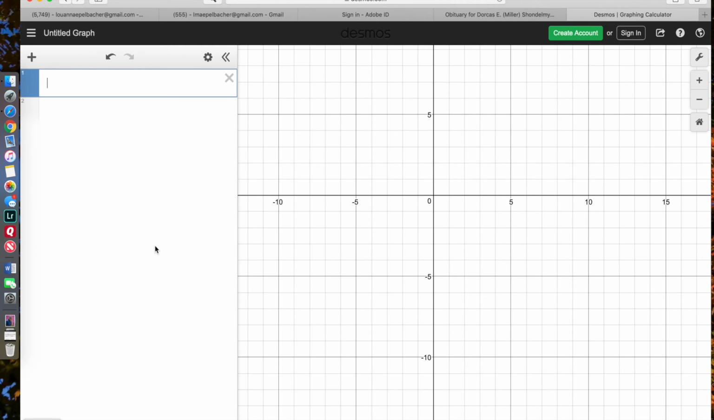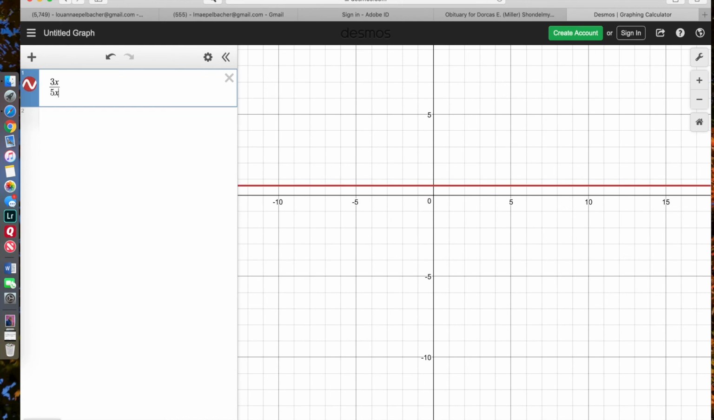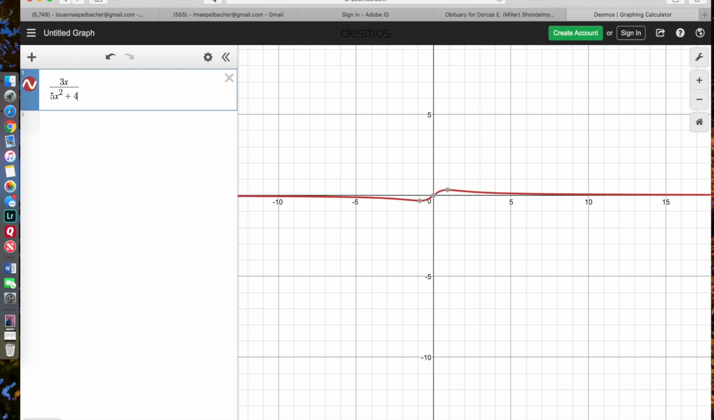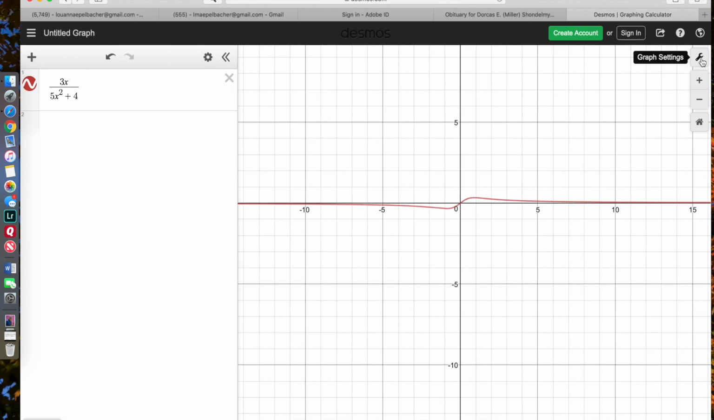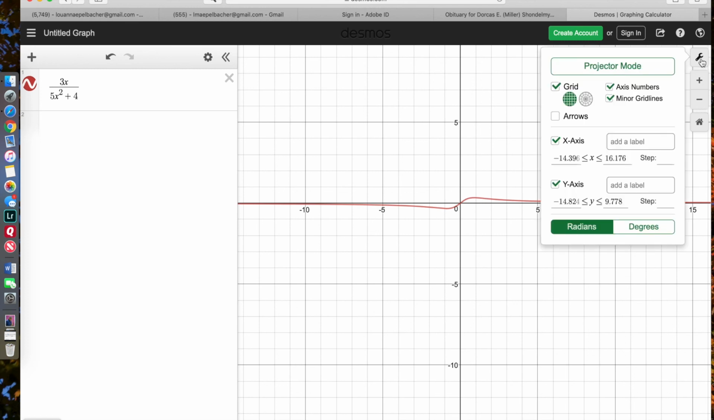Okay, so here is number 21a, short and sweet, 3x over 5x squared plus 4. And you're asked to find the horizontal asymptote.